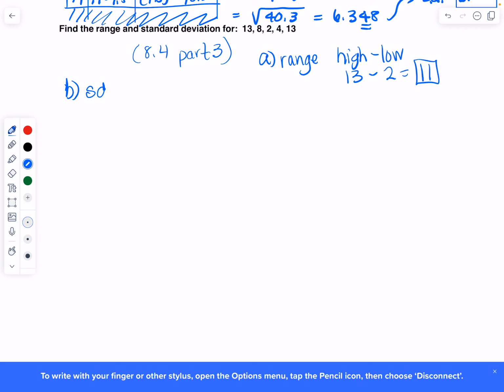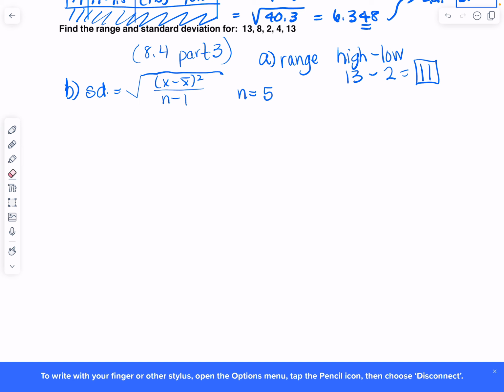So remember the standard deviation formula is the square root of, and yeah, I did that wrong. So let's do that again. The square root of x minus x bar squared all over n minus 1. Okay, so to figure out the standard deviation, I need n. So let's find that. That's the number of data points. So 1, 2, 3, 4, 5. So 5 is n. And now I also need the mean.